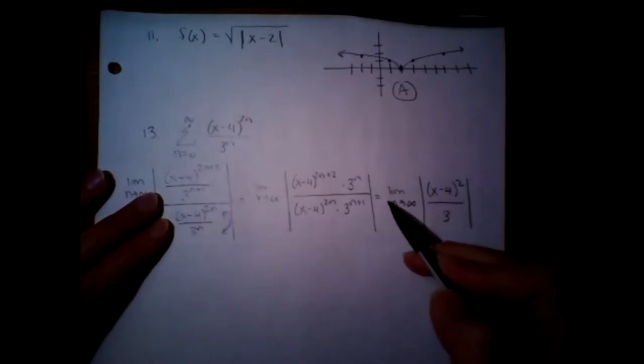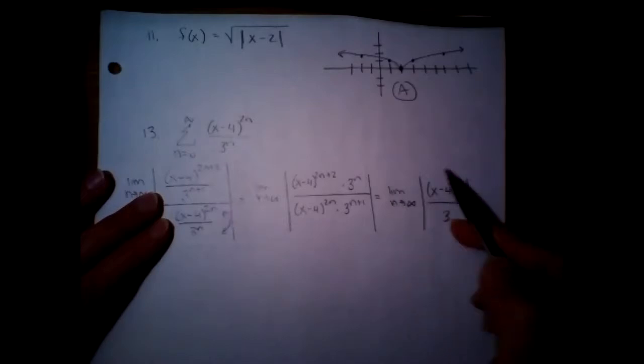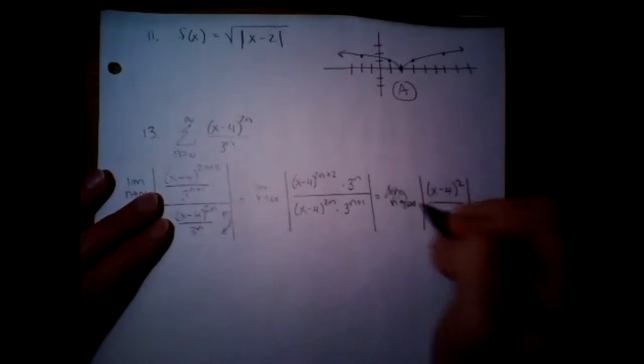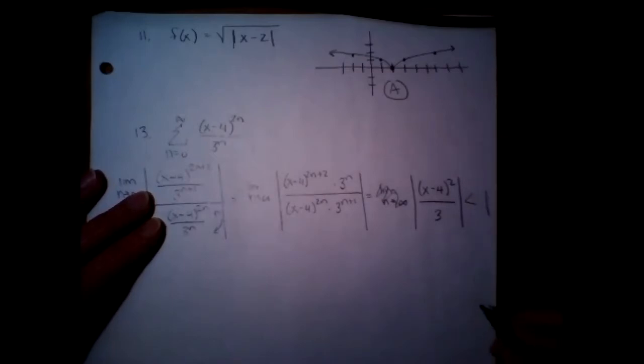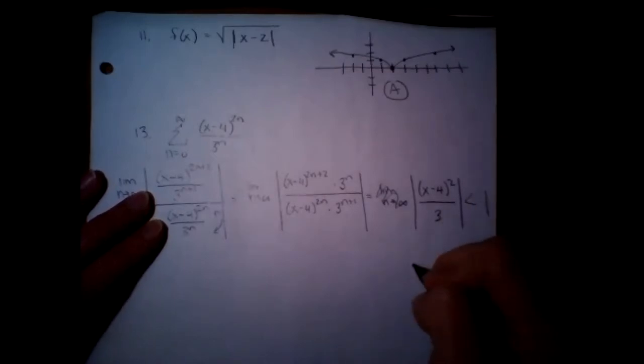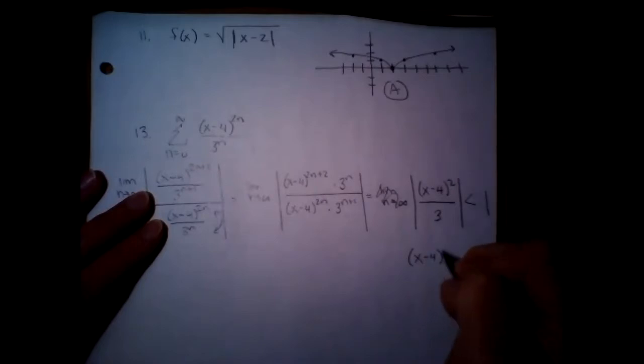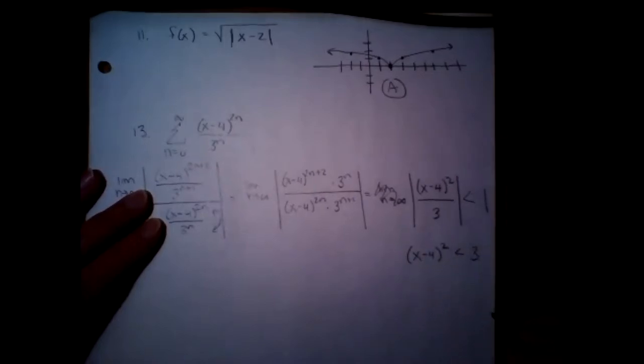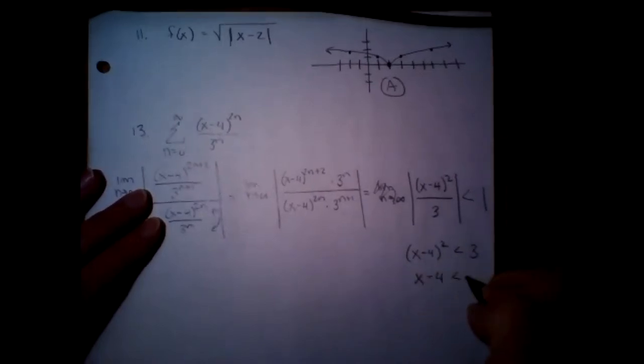Now the limit is kind of, we got rid of all the n's. All the n's canceled out. So limit as n goes to infinity, well, it's just going to be this. You can sort of ignore this if you want. And it's going to converge where that's smaller than 1. So we're going to multiply over the 3. We're going to have x minus 4 squared less than 3.